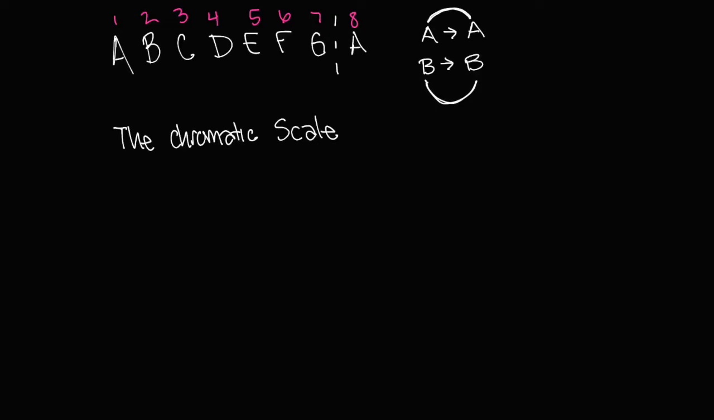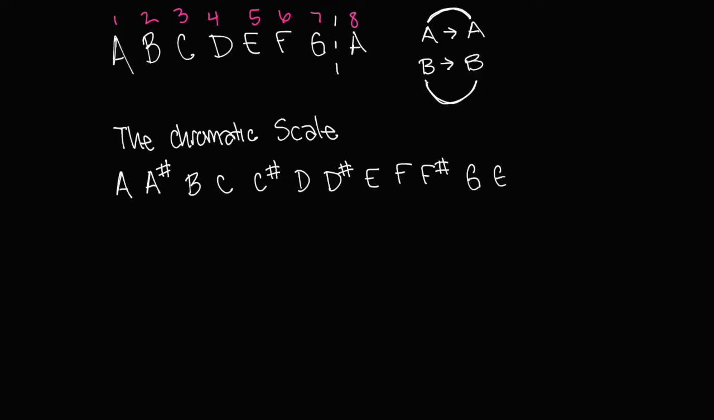So let's go ahead and write out what it is. So we're going to have A, then we'll have A sharp, B, C, C sharp, D, D sharp, E, F, F sharp, G, G sharp, and then once again, like our basic music notes, we're going to start again at A, and this will go on forever.